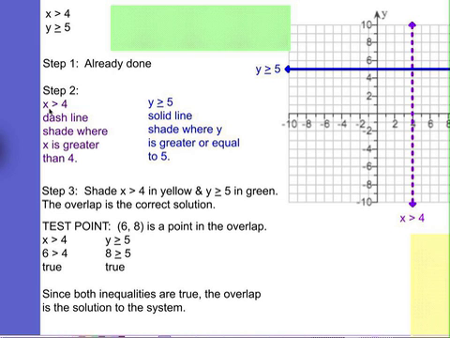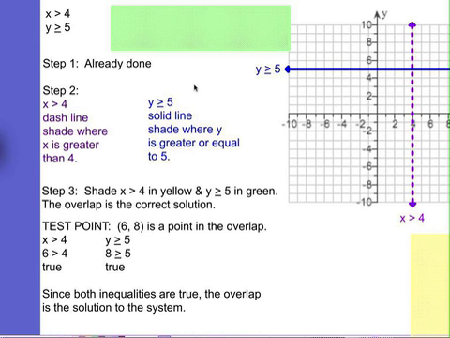Since there is no equal mark for x is greater than 4, we're going to use a dashed line. So we go to where x is 4 and we draw a vertical dashed line. Y is greater than or equal to 5. Again, there's a solid mark because there's an equal mark at the bottom. So we're going to draw a solid line where y is 5, because that is our border.